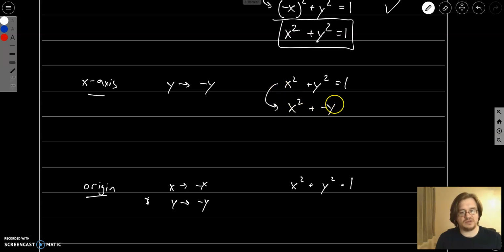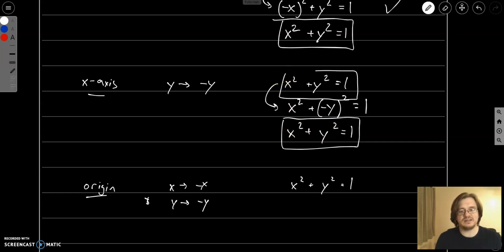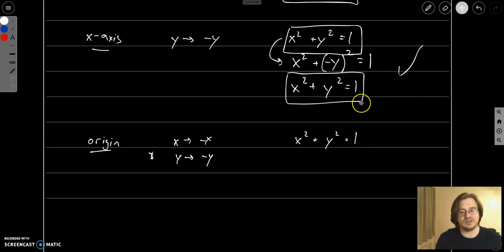And when I do this, when I write a negative y instead of a y, again, negative y times negative y, the same thing that happened with the x, the negative signs will cancel out. And I'm left with the same equation again. So not only does this have y-axis symmetry, this also has x-axis symmetry.